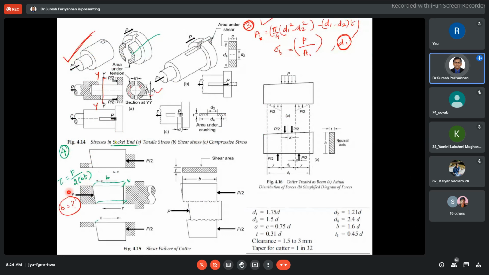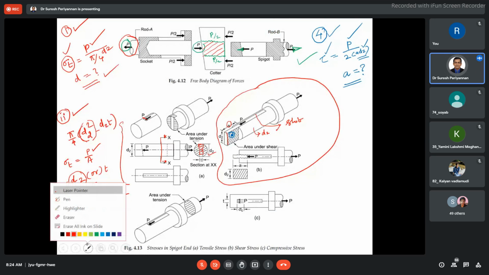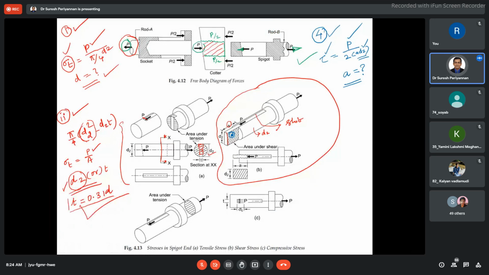Next case, shear failure. We are now going to discuss shear failure in the spigot end. How does shear failure occur in the spigot end? Come to figure 4.13b now. Shear failure in the spigot. See here. Up to this we already discussed. This is the shear failure in the spigot.